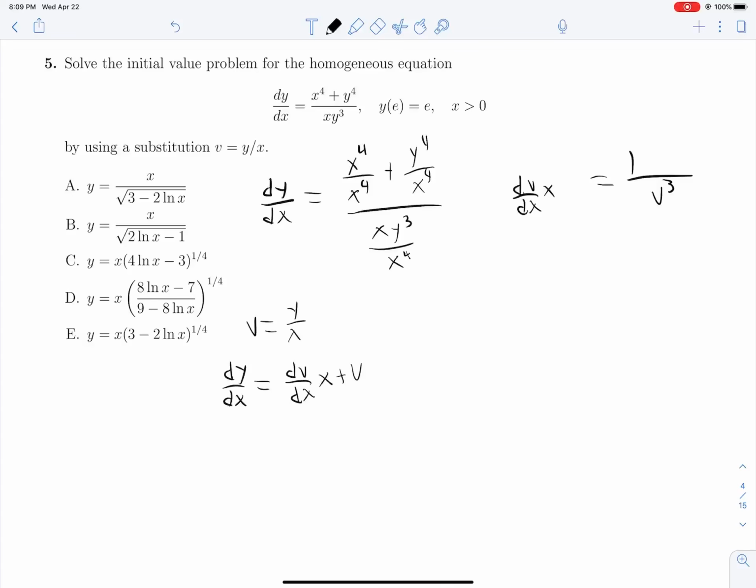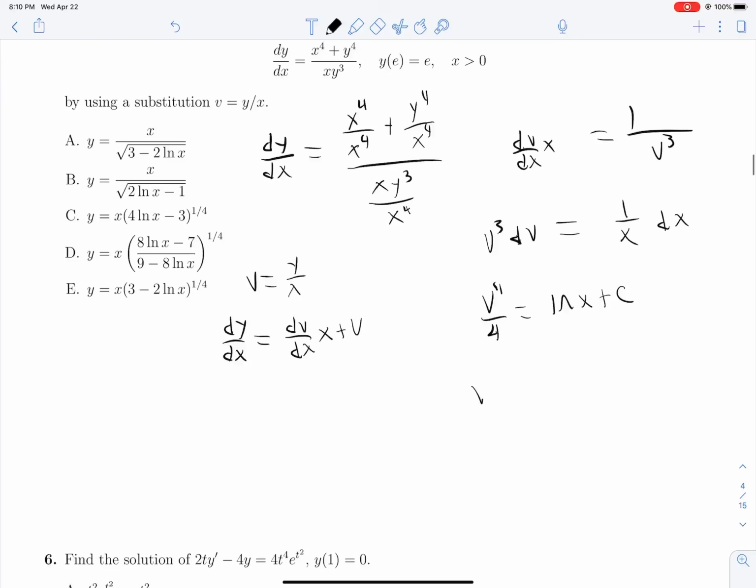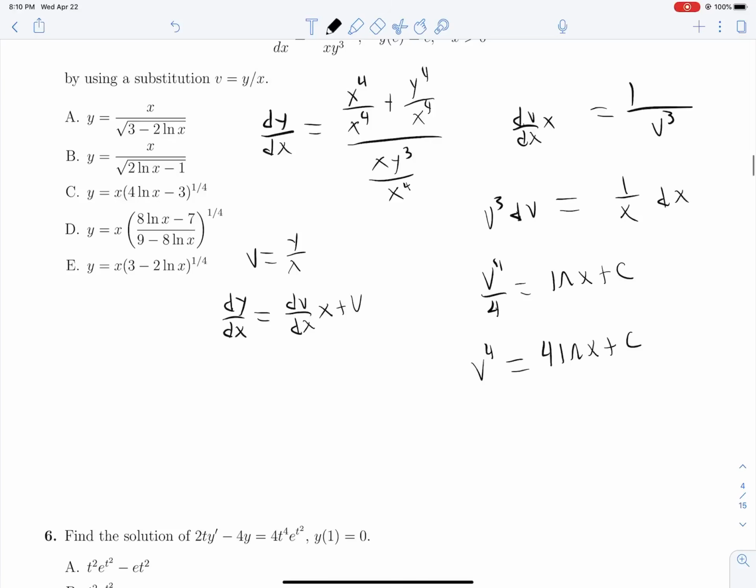So now, what should we do? Let's multiply this v over, so we have v cubed dv, and then we'll multiply the dx over and divide the x out, so it goes over there, and we can integrate v to the fourth over 4 is equal to ln x plus c. So v to the fourth is equal to 4 ln x plus some other c, which just happens to be 4 times that original c, and then we can unsubstitute y to the fourth over x to the fourth, which I'll just go multiply right over.